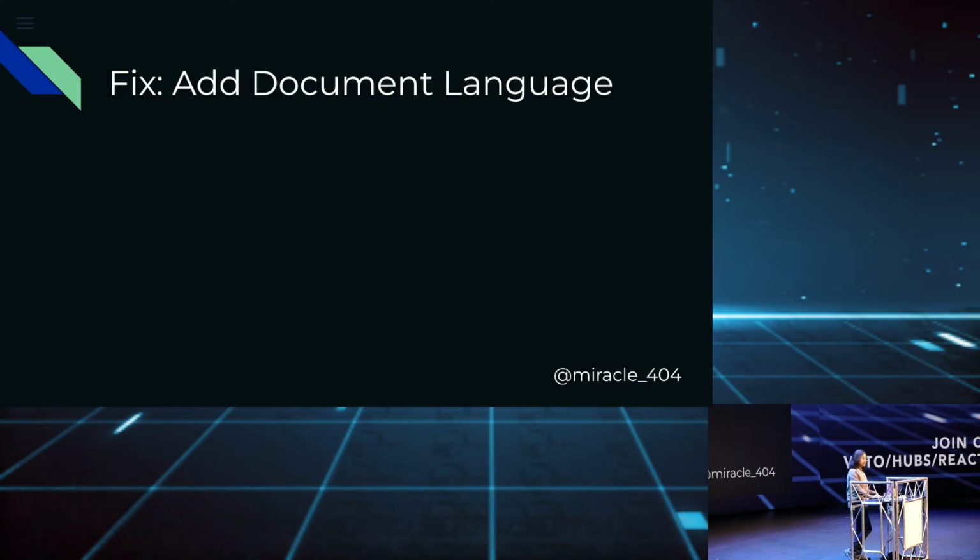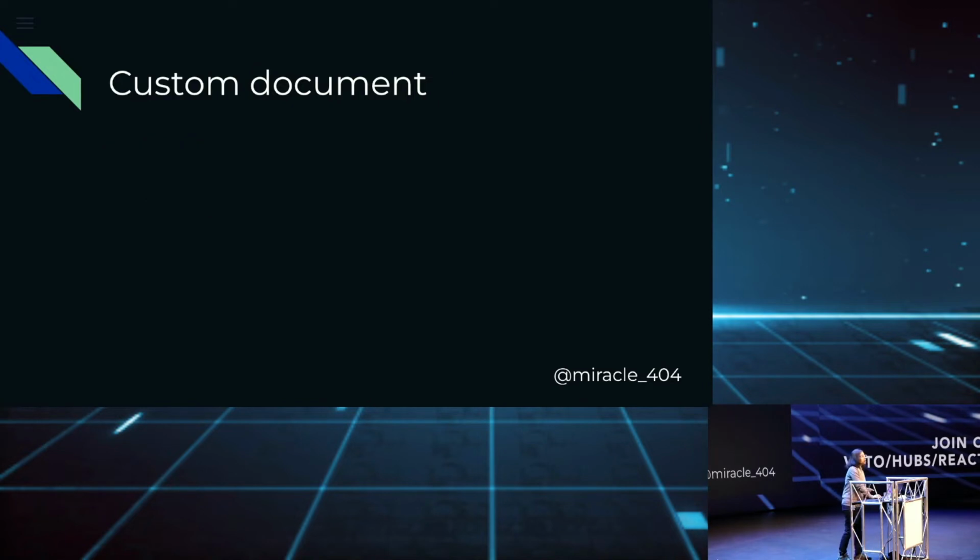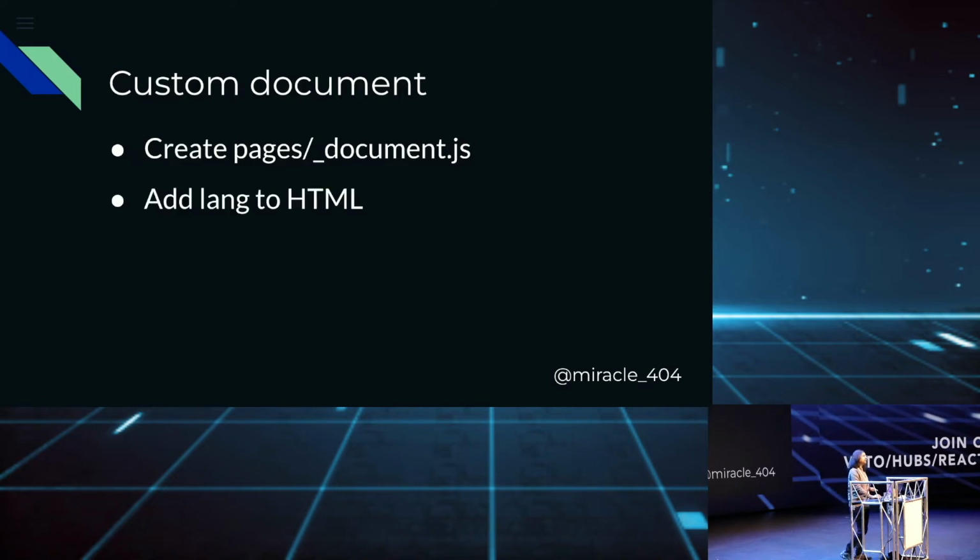For Next.js, we can fix it in 2 ways. We can add a custom document, or we can add something in the Next.js config. So how do we add it in a custom document? We create a _document.js file in pages and add a lang attribute to the HTML tag. Let's see that in action.